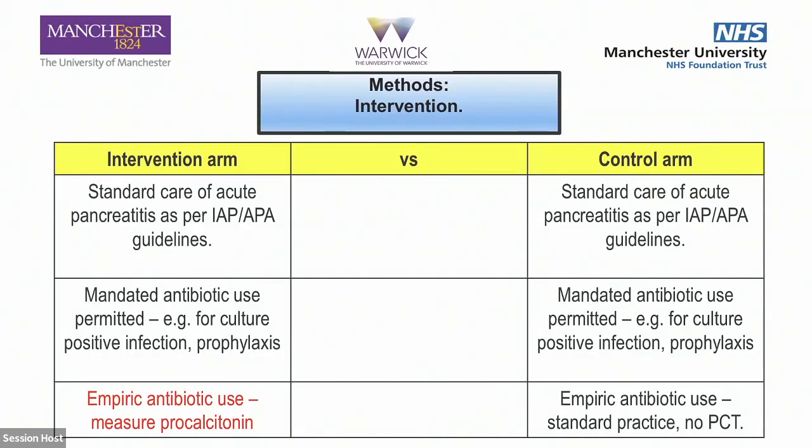This table shows the intervention arm compared to the control arm, and you can see that the standard care was the same for all other aspects of acute pancreatitis. You can also see that mandated antibiotic use, for example, for treatment of specific infections or for prophylaxis of interventional procedures, was the same in both arms of the study. It has to be for safety. So the only difference is that when there are situations where people are contemplating empiric antibiotic use, we ask that clinicians use a procalcitonin measurement-based algorithm.